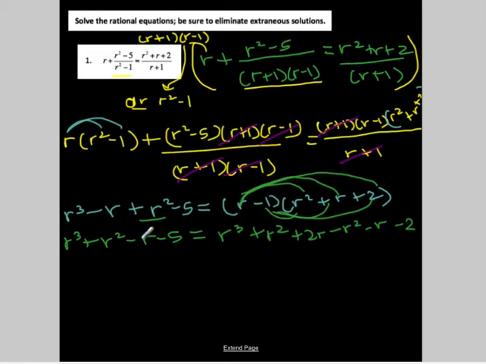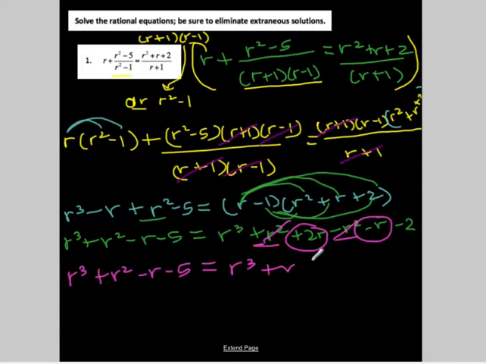Now I need to go ahead and combine my like terms on the right-hand side. So I'd have r to the third on the left. I'm just rewriting the left-hand side. Now I'm going to combine my like terms. I have r squared and negative r squared, so those will cancel each other out. Then I'm left with 1r to the third, so r to the third, 2r minus r. So that's going to give me r minus 2.